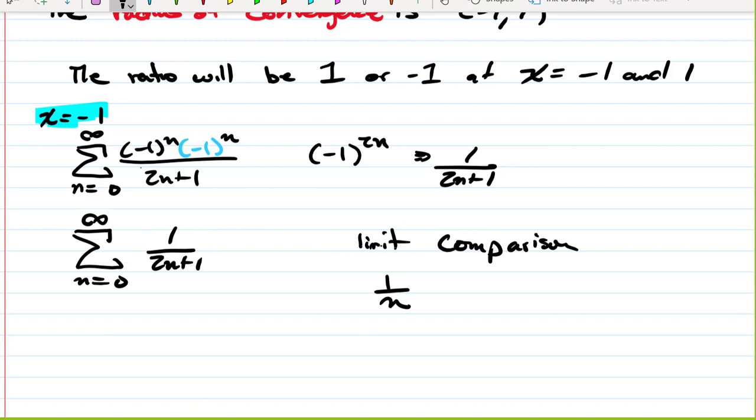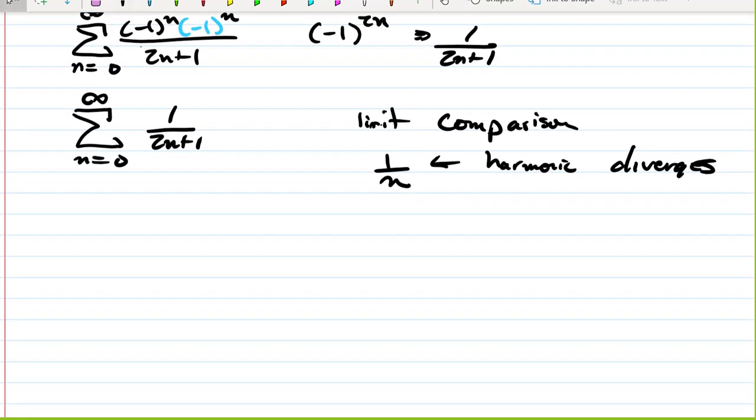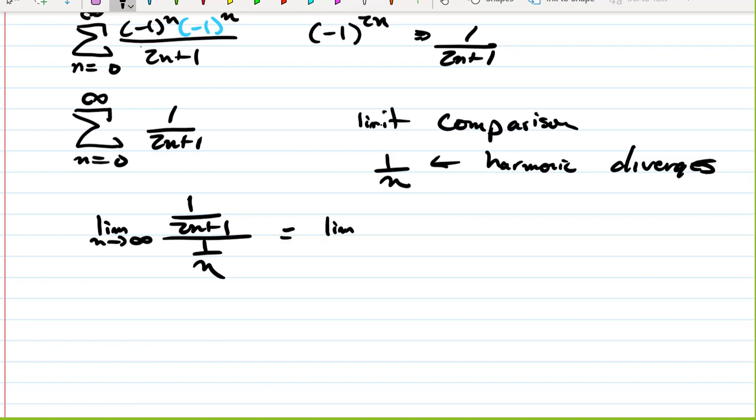With 1 over n, which is the harmonic series, which diverges. It also diverges as a p-series with p equal to 1. So if we take the limit as n goes to infinity of 1 over 2n plus 1 all over 1 over n, it's the same as the limit as n goes to infinity of 1 over 2n plus 1 times n over 1.